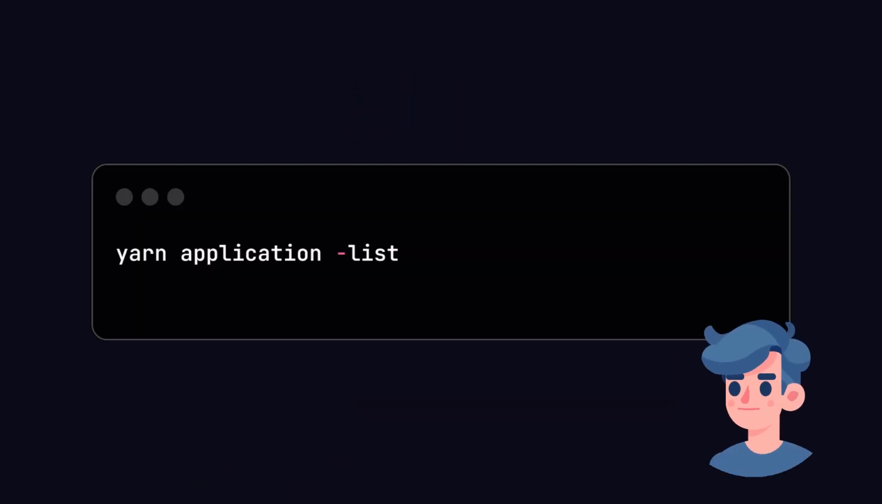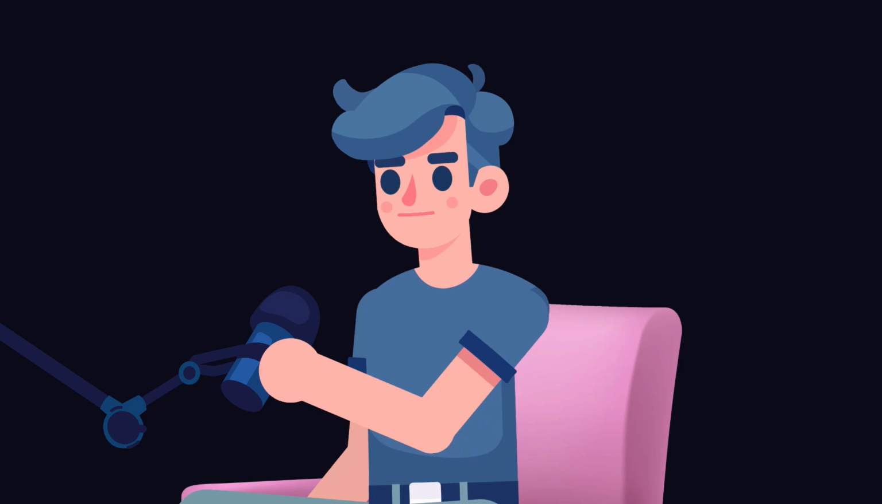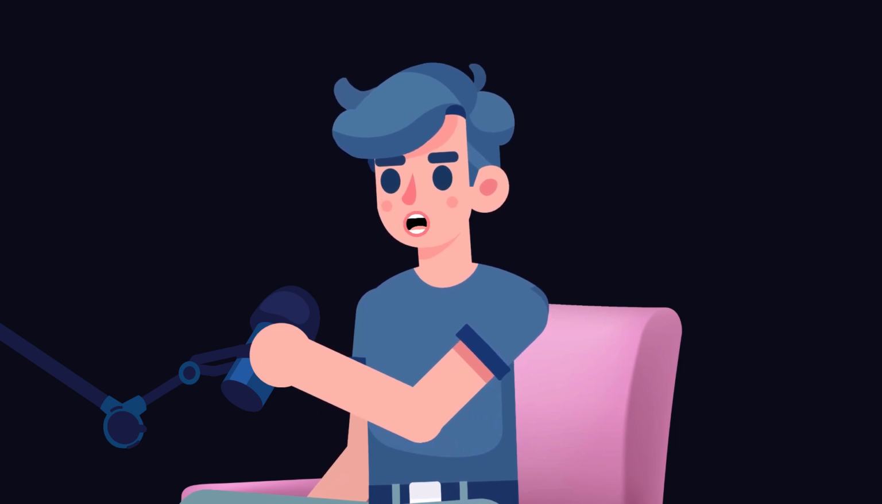Now let's check the cluster status and monitor applications using YARN's command line interface. The YARN application list command allows you to view all currently running applications. You can also get more information about a specific application by running this command. It will output the status of the specified application, including its progress, state, and resource usage. Monitoring applications effectively can help in troubleshooting and optimizing resource allocations.